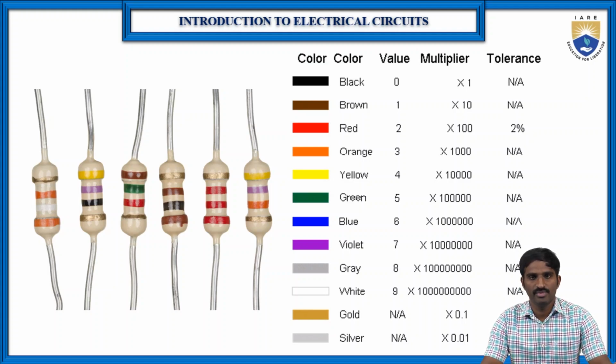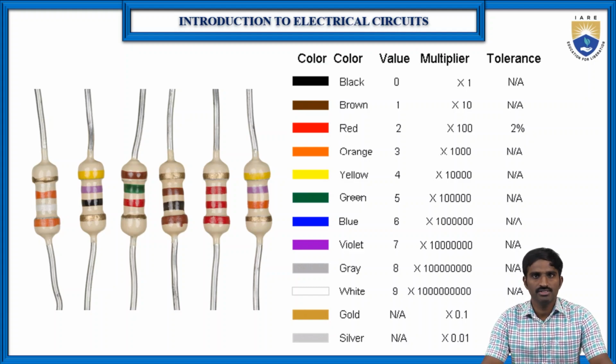It means the resistance is not exactly that particular value. It may be plus or minus 5% of the total resistance of that particular resistor. And if it is silver, then there is a chance of plus or minus 10% of the total resistance of that particular resistor.